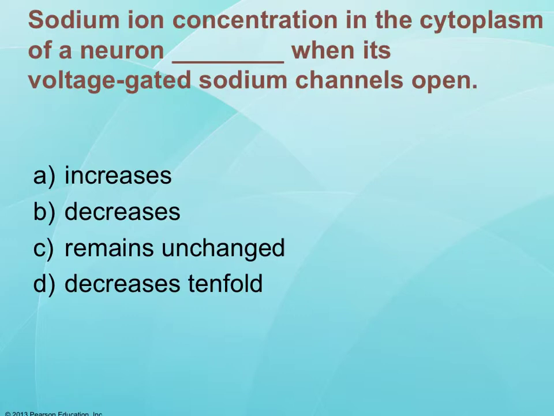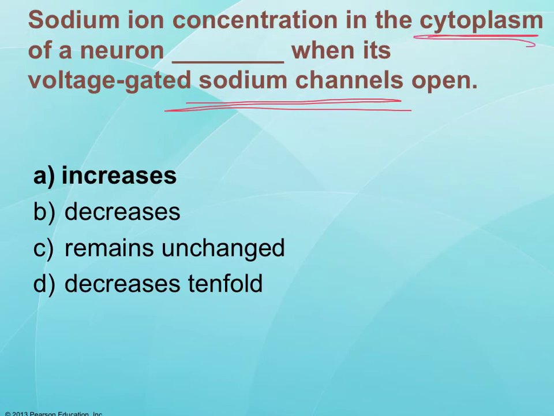The sodium ion concentration in the cytoplasm of a neuron will increase, decrease, or not change when its voltage-gated sodium ion channel opens. The answer is A. Once the voltage-gated sodium channel opens, the sodium will enter the cell because there's more sodium outside, less sodium inside. So every time a channel opens, first think about the concentration outside and inside the cell. Since the sodium ions outside the cell enter the cell, the sodium ion concentration in the cytoplasm will increase.